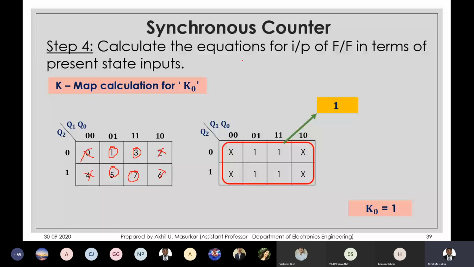Okay. Now read step number 5 in the design steps. Implement the equations using the flip-flops. So first you draw 3 JK flip-flops, one after another.